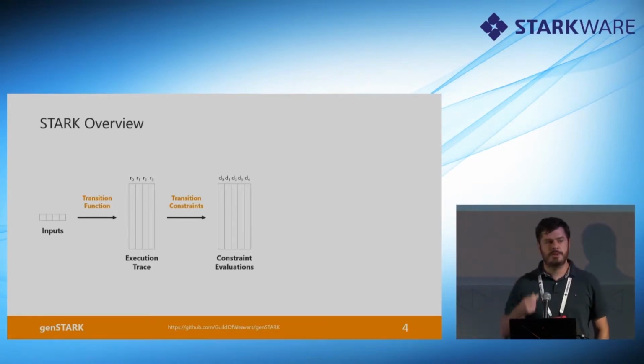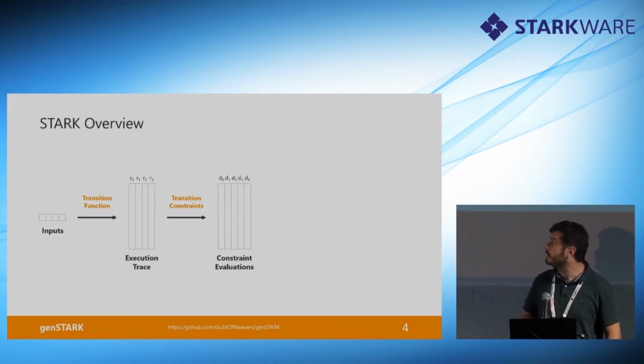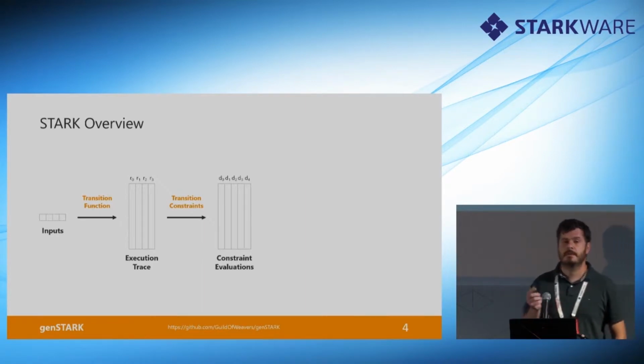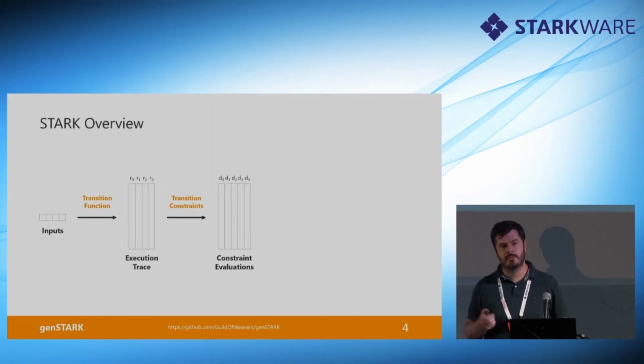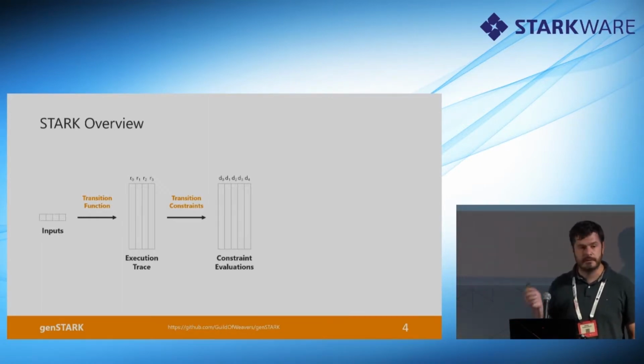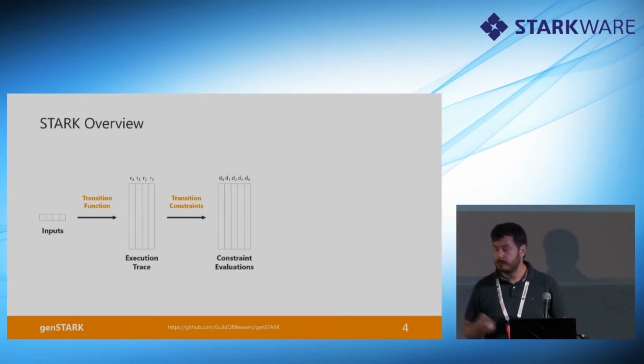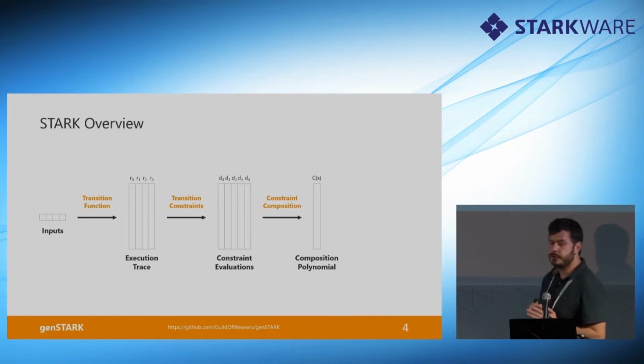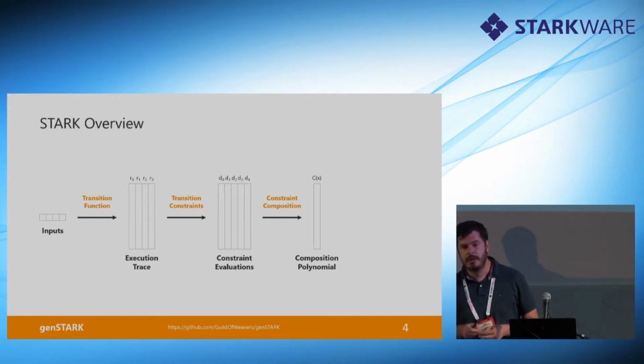And what the constraints do is just verify that the transition was done correctly. So you get this matrix, and here each column doesn't correspond to a register anymore. It is now a specific constraint. So if you have 5 constraints, you'll get 5 columns. If you have more or fewer, you'll get the corresponding number of columns. The next thing to do is merge all of these constraints into a single composition polynomial.